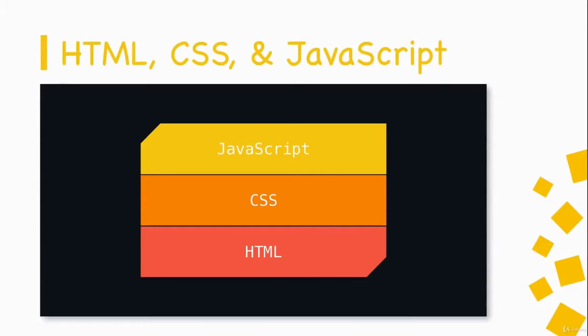So if you think of HTML, CSS, and JavaScript as being different layers of the web, then you can think of HTML as being at the very bottom, defining the very fundamental structure of a web page. Then we have CSS in the middle, which goes on top of HTML. And then on top of that, we have JavaScript, which defines the dynamic behavior and logic for a web page. And that's how we have HTML, CSS, and JavaScript stacked on top of one another.